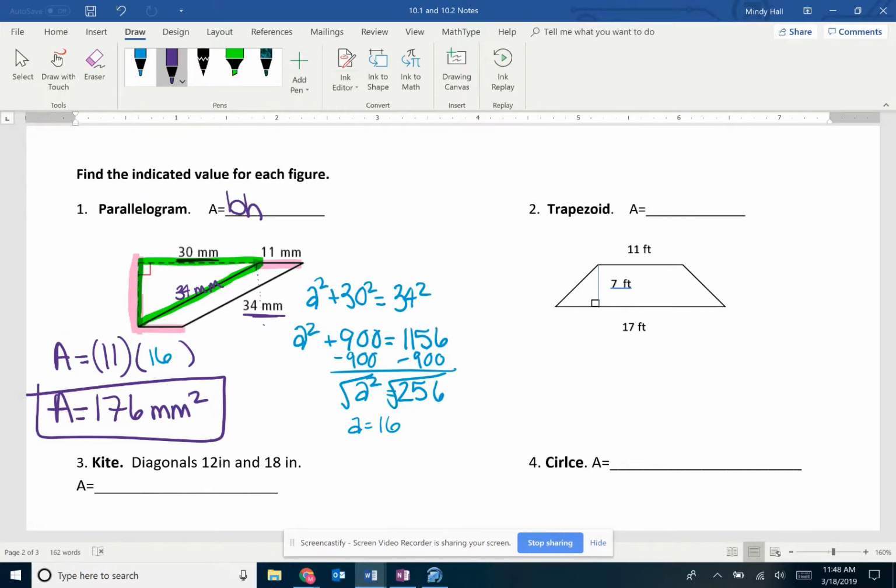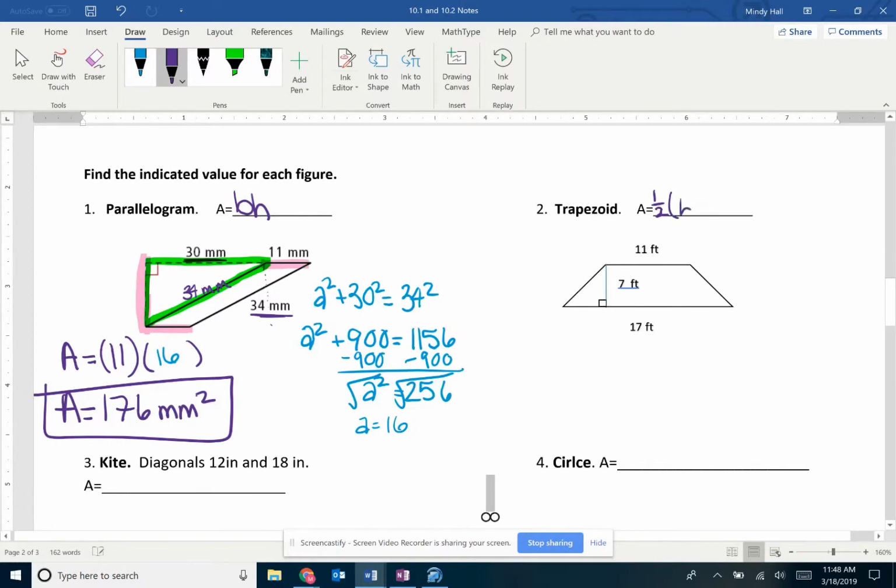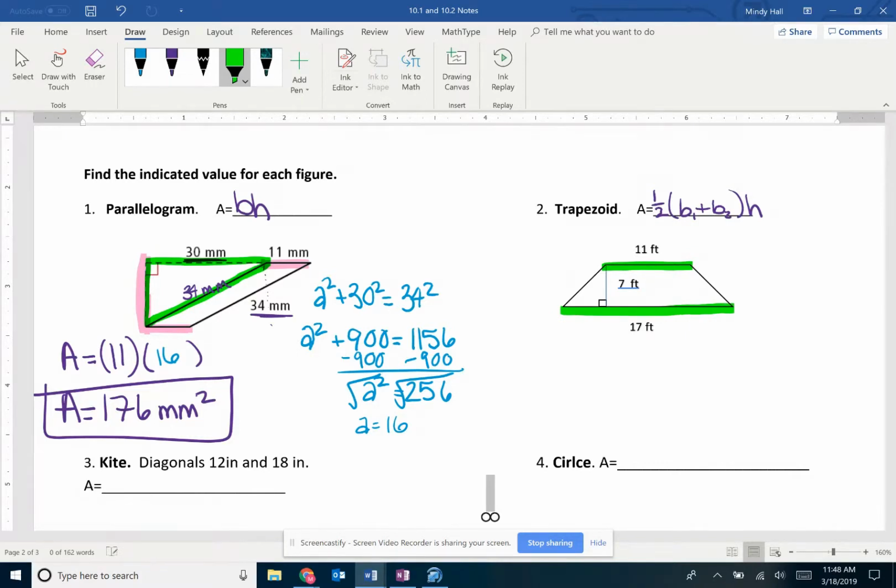So area for this is going to be 1/2 times base 1 plus base 2 times h. So looking at this, I have my bases, and I already know what they are, and I have my h, which is great because now I have all the variables I need. So sometimes you won't have to calculate anything. You can just plug and check.